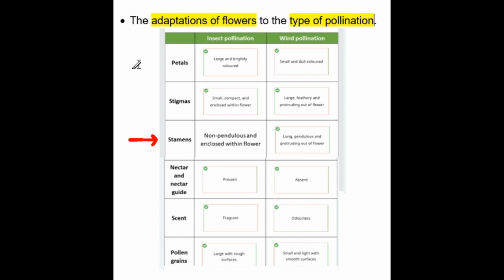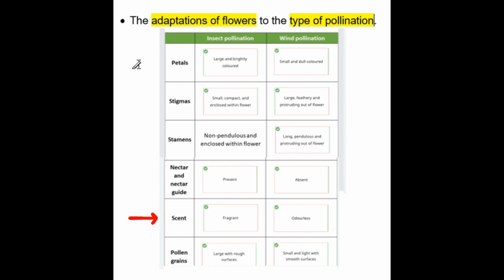Stamens. Insect pollination: non-pendulous and enclosed within flower. Wind pollination: long, pendulous and protruding out of flower. Nectar and nectar guide. Insect pollination: present. Wind pollination: absent.